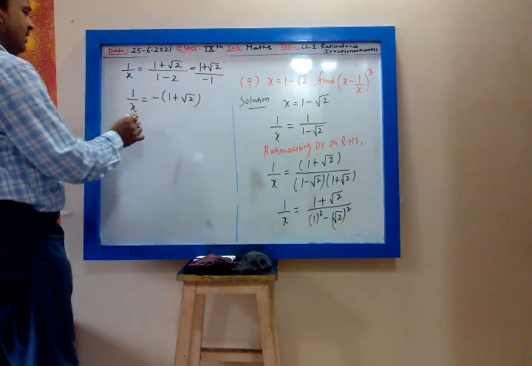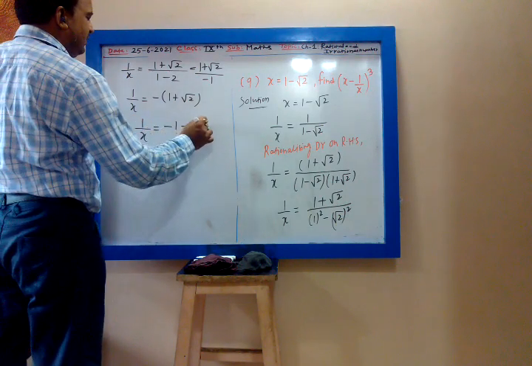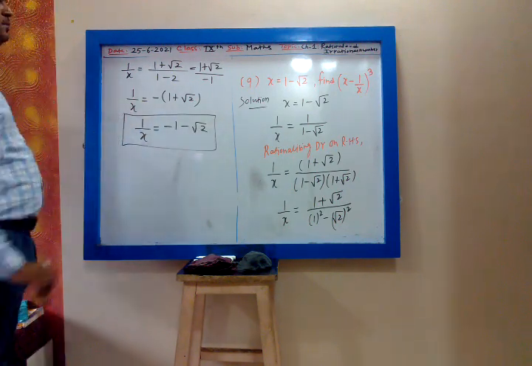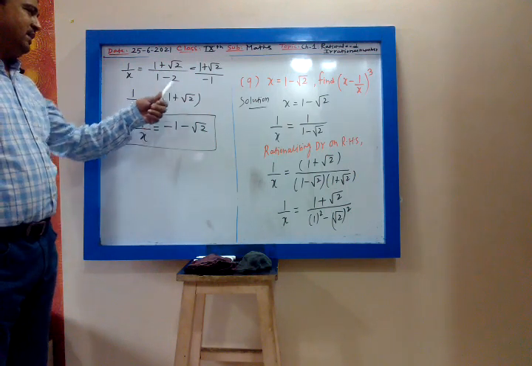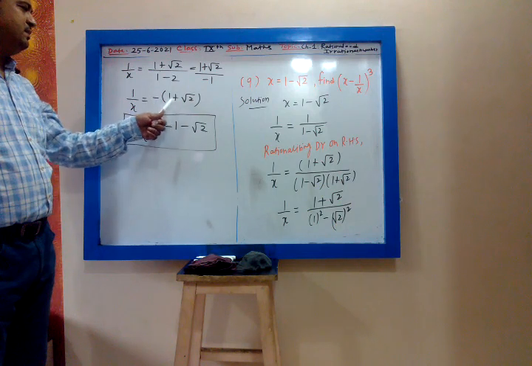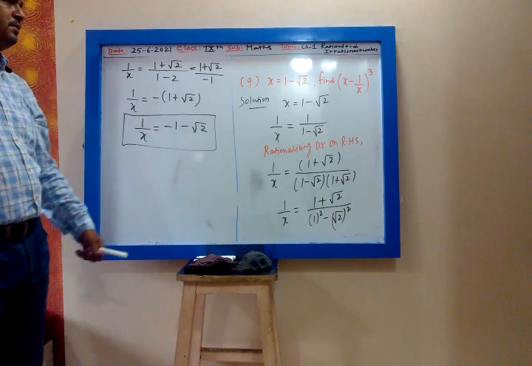So when you open the bracket, you will get 1 upon x as minus 1 minus root 2. Are you getting? 1 upon x will be minus 1 minus root 2. Followed? This minus sign I can take in the numerator, then when we open the bracket, each one of them will be minus sign. Minus 1, minus into plus will be minus root 2.